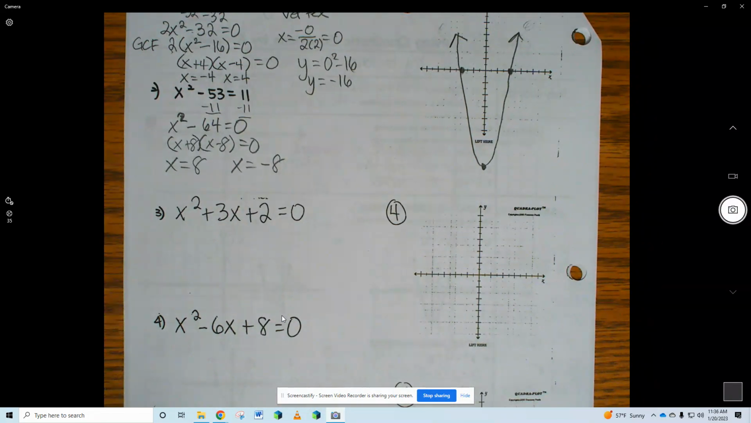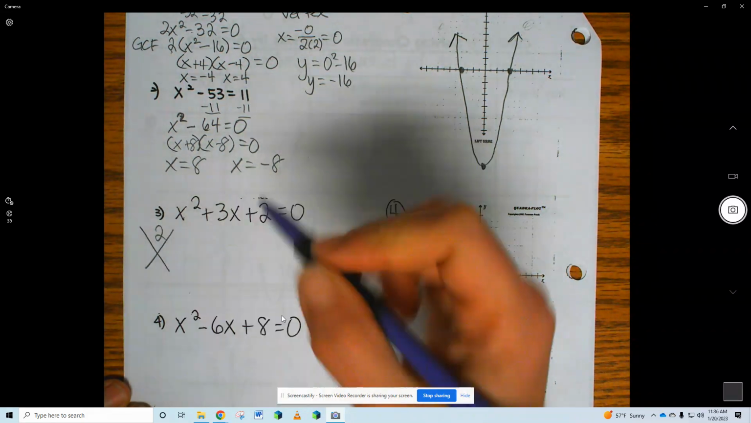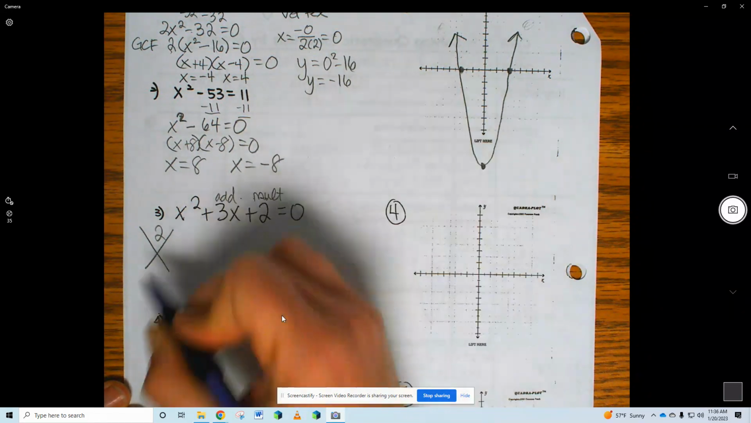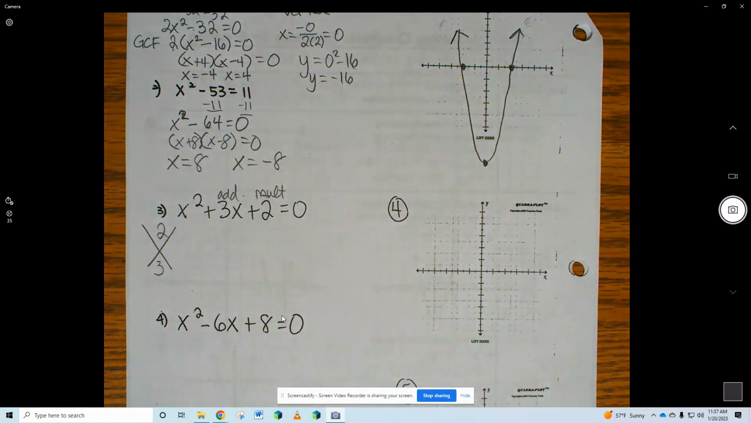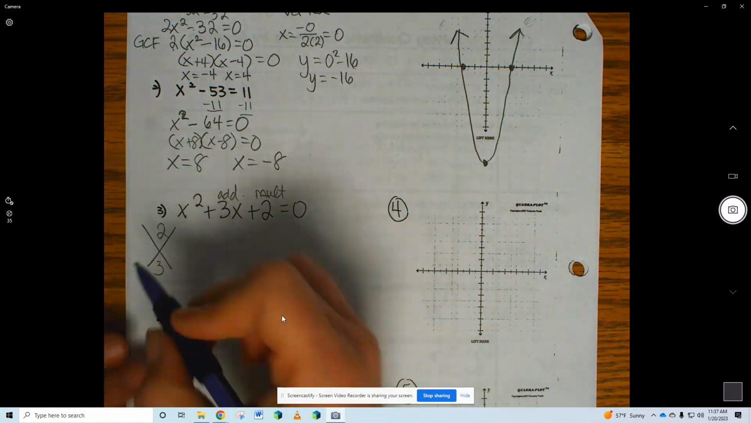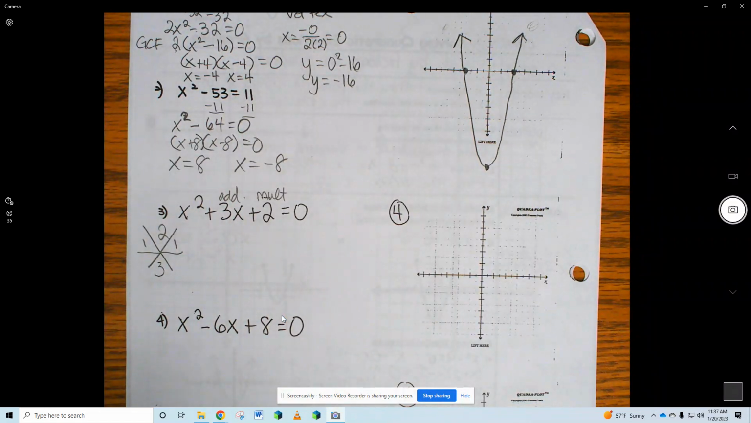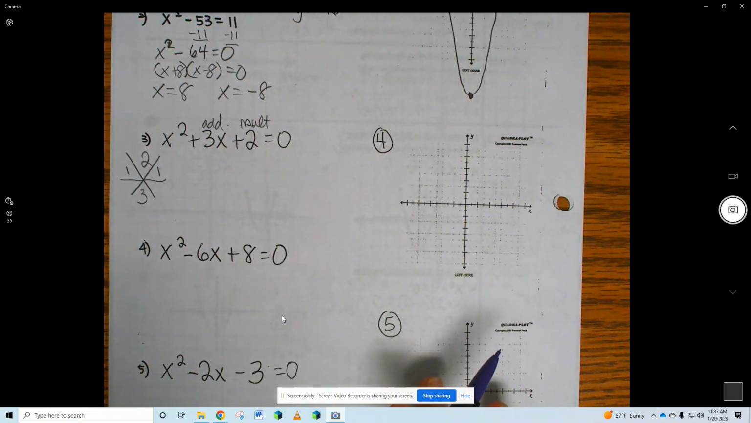All right, number 3. Normal factoring. It's been a while. It's a trinomial. What 2 numbers multiply to make 2? So remember, it's multiply to make 2 and add to 3. Okay, what multiplies to make 2 and adds up to 3?